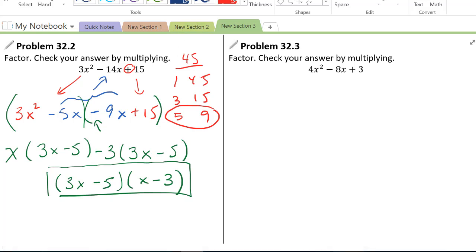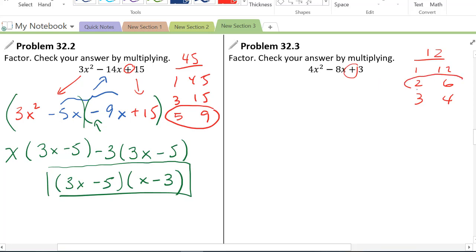All right, let's look at the next one. So pretty much same thing, right? How many terms are there? 3 terms, right? So we use the AC method. 4 times 3 is 12. What are factors of 12? 1 and 12, 2 and 6, 3 and 4, right? And we look at this term, it's a plus. So we have to add to make a negative 8. Which one adds to give me 8? 2 and 6, right? 2 and 6 add to give me 8.